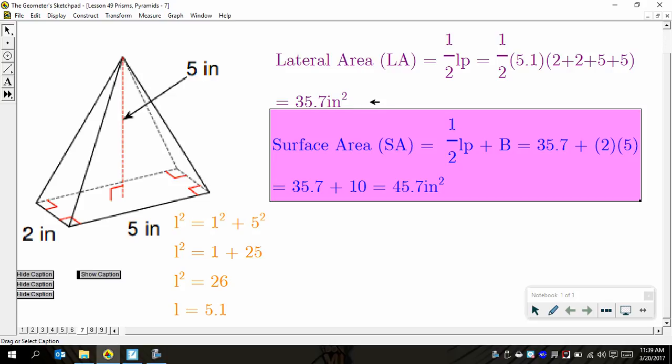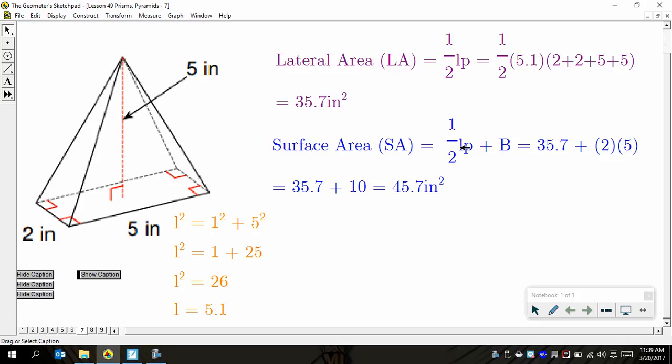Once we get that lateral area, we can plug it into the surface area formula right here where we see 1/2 LP and add the area of the base. To get the area of a rectangle, you just multiply length times width, or 2 times 5. Add those together. And lastly, we can take that area of the base, multiply by that straight up and down height, divide by 3 to get the volume as 25 inches cubed.